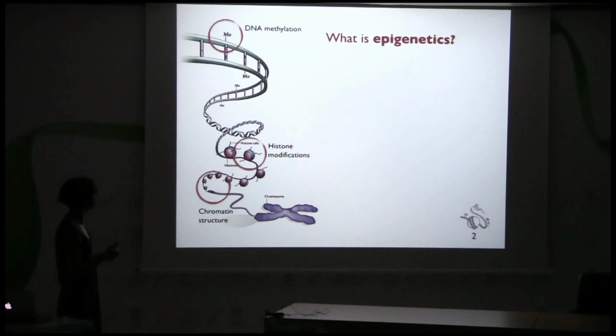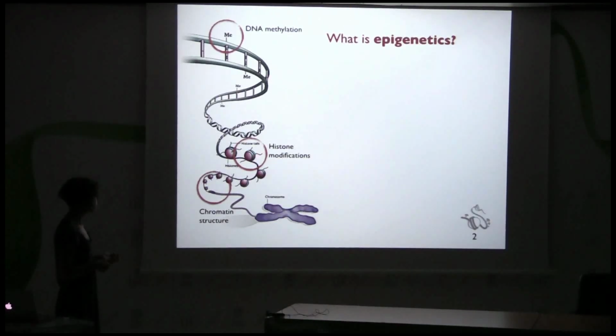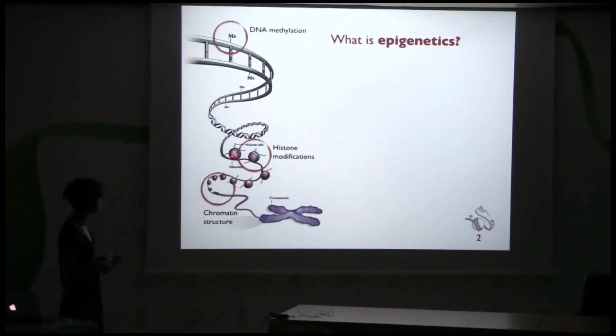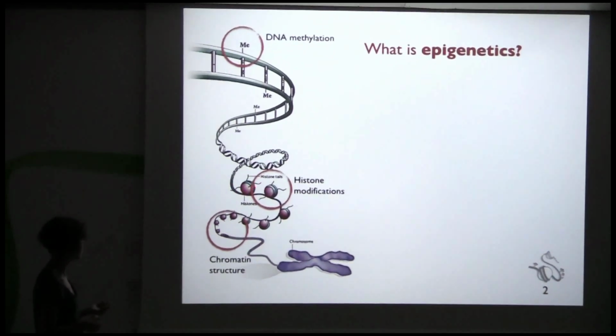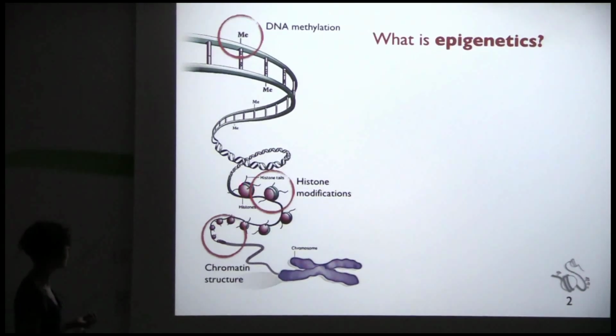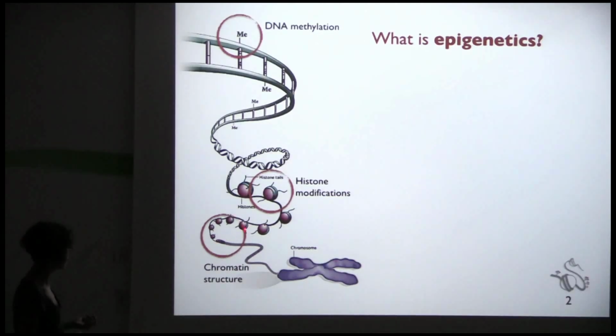We have DNA methylation, that is the addition of a methyl group to the DNA chain. There are also modifications of the tails of histone proteins that form these nucleosomes, that is the octamer of histones along which the DNA is wrapped. And at this level, they can be further structured into loops that at the end form the different chromosomes. So all these different mechanisms affect gene expression.